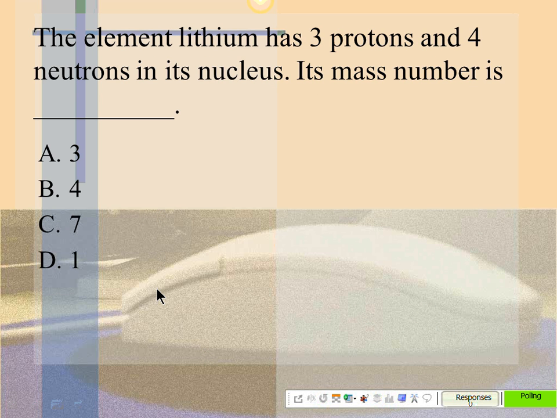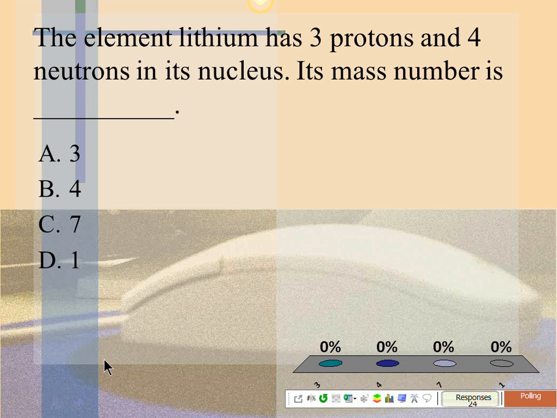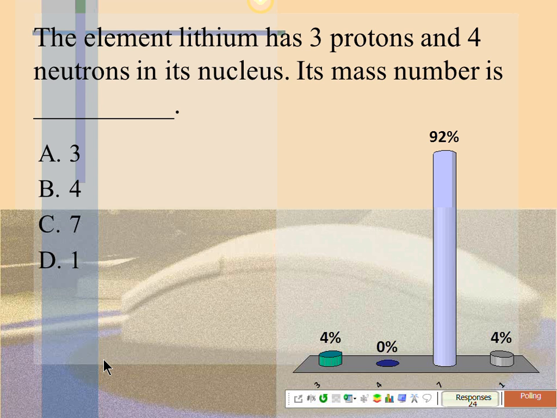Okay, let's see this kind of question that you might get. Lithium has 3 protons and 4 neutrons in its nucleus. So what is its mass number? Remember, atomic number or mass number. Seven. Yes, very good. The mass number is the sum of the protons and neutrons. So 4 plus 3 is 7.